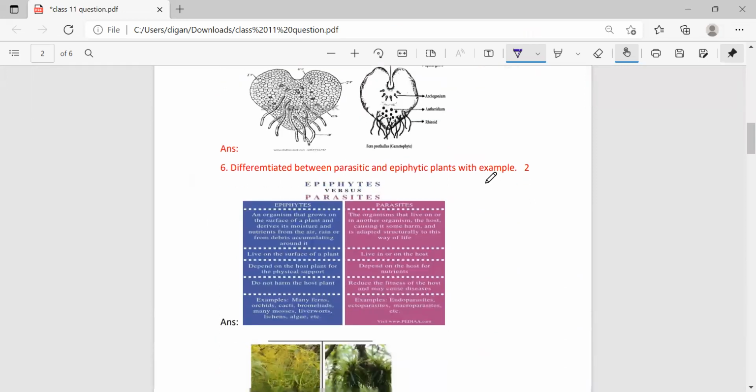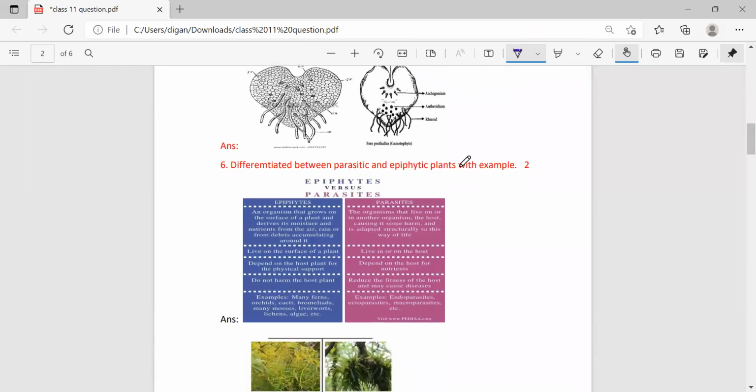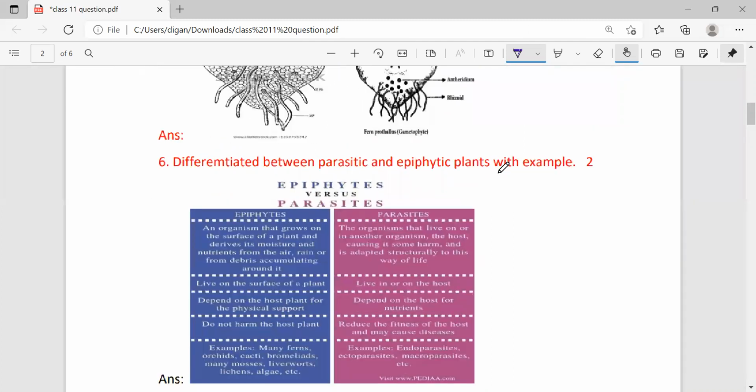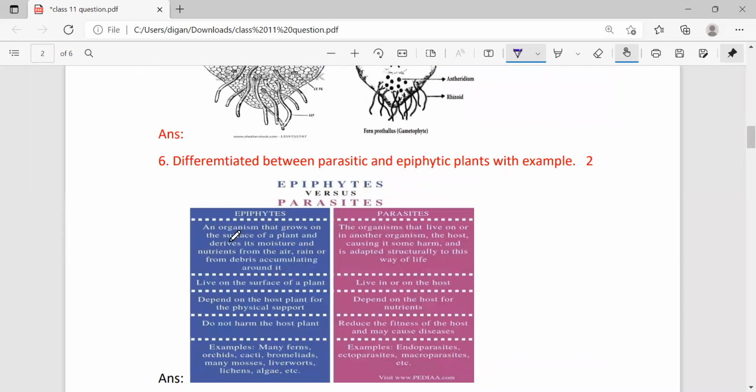Now come to the next question, that is: differentiate between parasite and epiphytic plants with example. This is carrying 2 marks. So for 2 marks, I am showing you the difference. Epiphytic means what? An organism or plant that grows on the surface of a plant and derives its moisture and nutrients from the air, rain, and debris accumulated around it. Epiphytic means this type of plant grows only on another plant, but gets its nutrients from the moisture and the air. They just take support from the host plant.